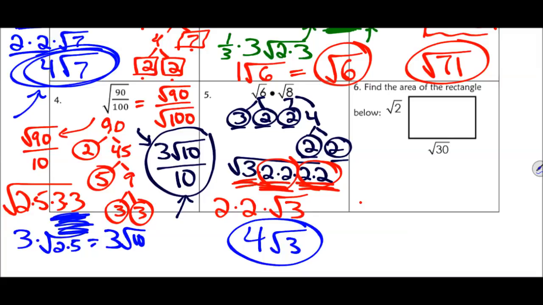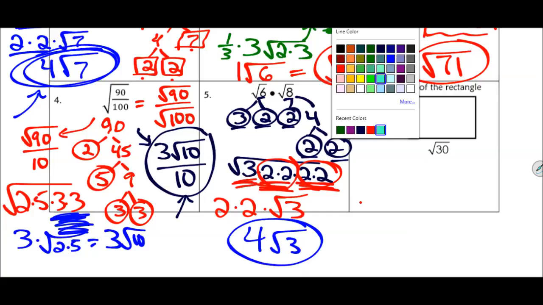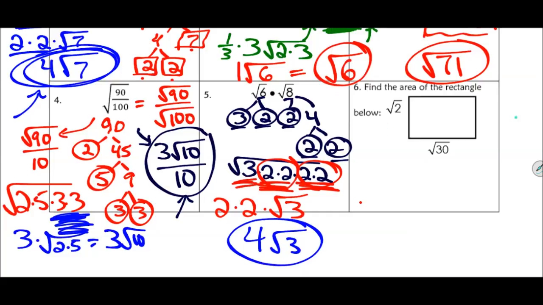All right, the next one, number 6, is asking us to find the area of that rectangle. The area of a rectangle is the length times the width. So it really doesn't matter which one's length and width. I'll call this one length, I'll call this one width. And I'll say the square root of 30 times the square root of 2 equals the area. I want to simplify that as much as I can. So I'm going to simplify the square root of 30 a little bit. The square root of 2 can't simplify at all because that's already prime.